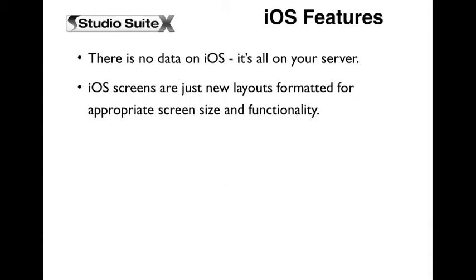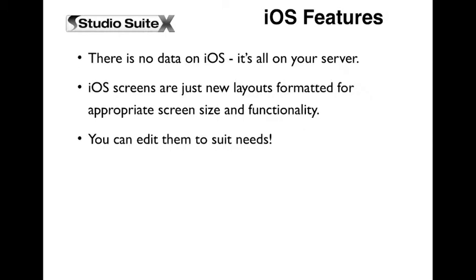Another thing to keep in mind is that all the iOS screens are just layouts in FileMaker, formatted to the appropriate size and functionality for the device. So in Studio Suite 10 we have layouts for iPad and layouts for iPhone. Some of them we've even set up so that when you rotate the device to horizontal, you'll see more fields available, and if you go to vertical, you'll see more data that way. So you can twist them around the way you want. The neat thing is that it makes it so you can edit those layouts to suit your needs.